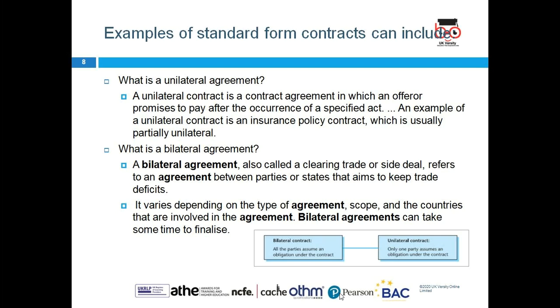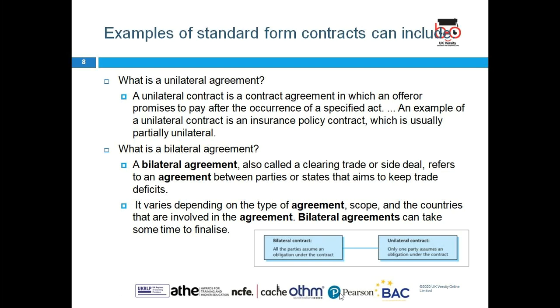So a unilateral contract is an agreement in which there is an offer and a promise to pay after the occurrence of a specific act. An example of a unilateral contract is an insurance policy, which is usually partially unilateral. I've already copied the link here for you. In a unilateral contract, which we'll go through further, one party assumes the obligation under the contract.